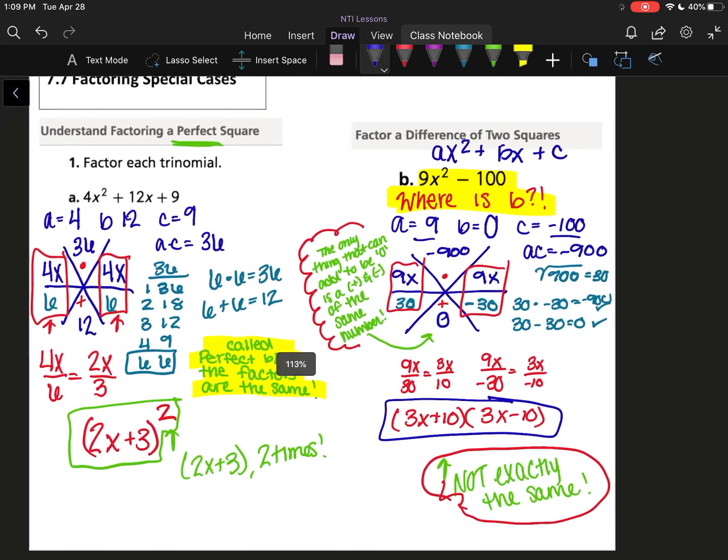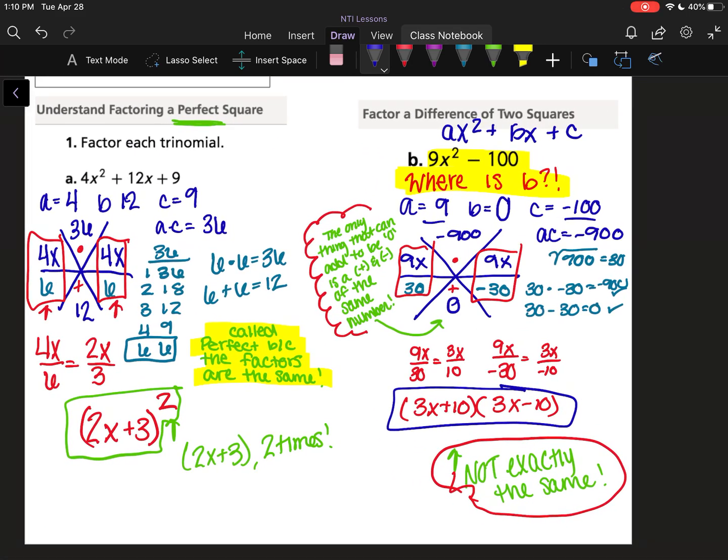And that's why we're going to look at these side by side. On the one on the right, one's positive, one's negative. The one on the left, they're both positive. That's why we have this exponent. We only have that when they're exactly the same. They're not here, so we've got two terms.